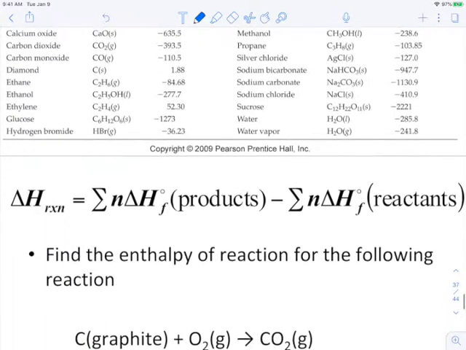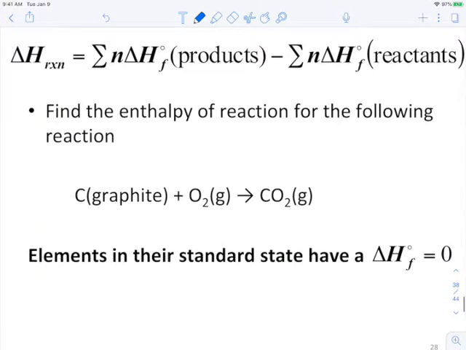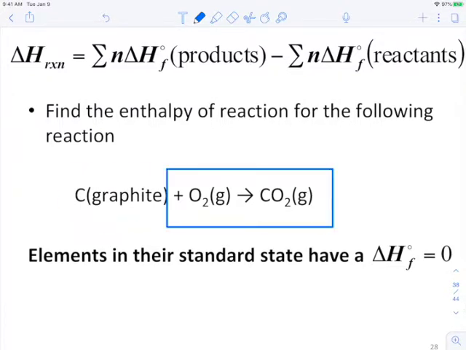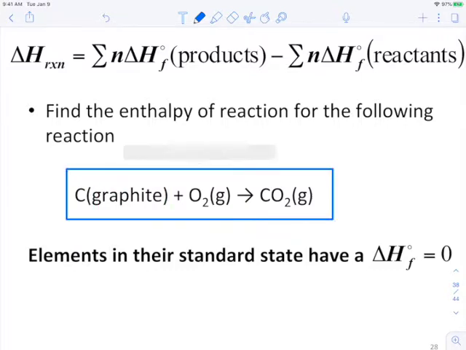All right. So here's our first reaction. It says find the enthalpy of reaction for the following reaction. All right. So what we want to do is add up all the delta H values for the reactants and add them all up for the products, and then we will do products minus reactants.